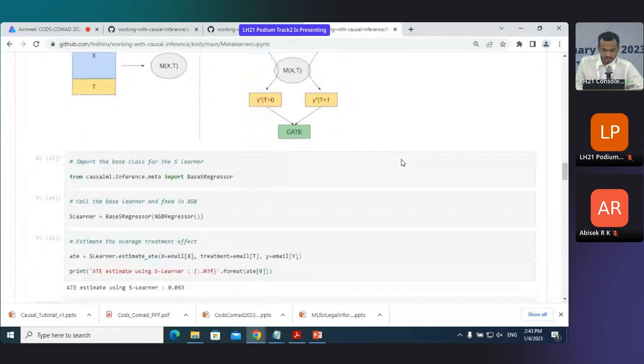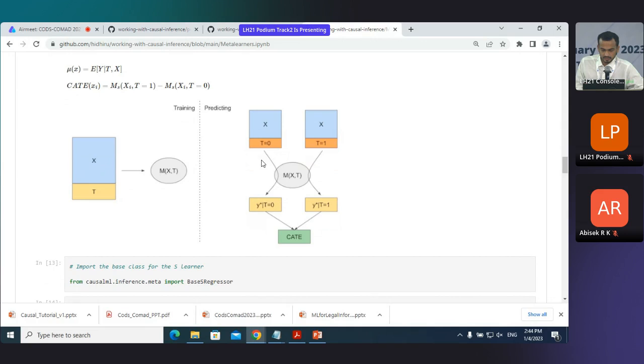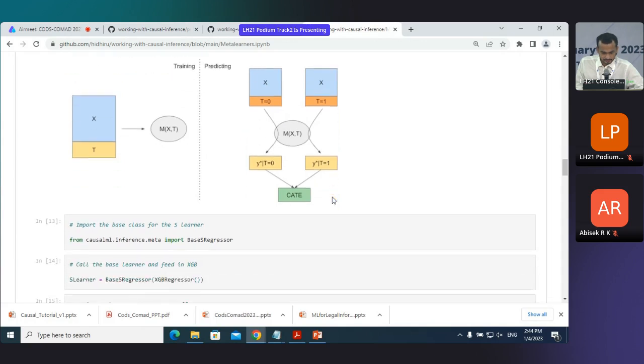So this is what is mentioned in the picture. We have X and T, so we are building a model in the training phase. In the prediction phase, to estimate the causal effect, the treatment effect, we input treatment equal to 0 for the data set and compute the outcome, and treatment equal to 1 and compute the outcome. Take a difference and estimate the GATE.